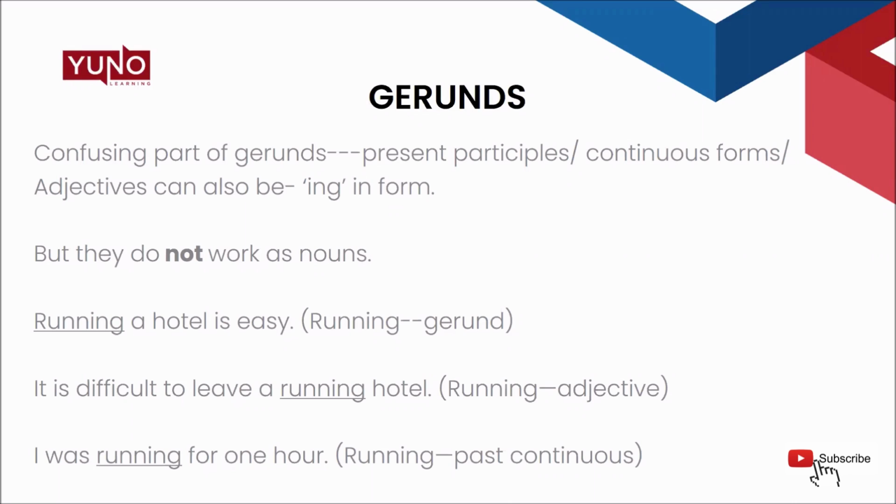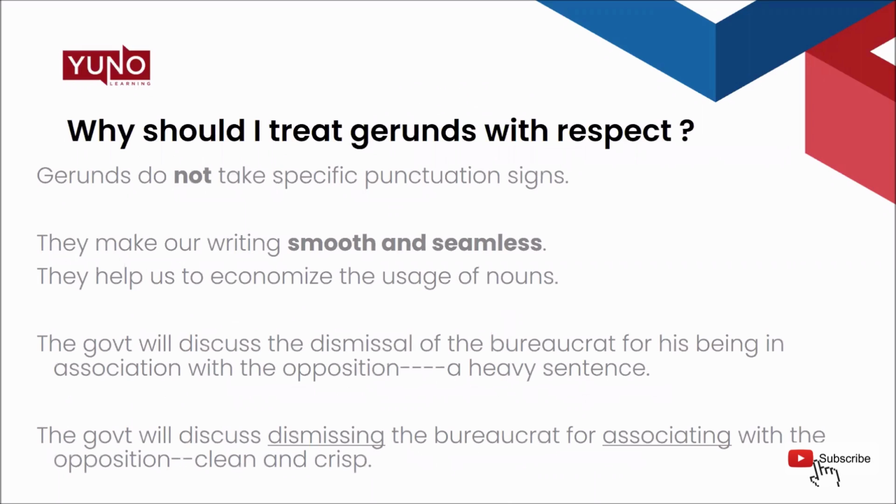Similarly, I was running for an hour, and here running refers clear cut to the action. So this is a verb, but it is the past continuous form of the verb. The biggest thing that we need to keep in mind about gerunds is that they do not take any specific punctuation marks. They are written in the flow and they become a part of the sentence.